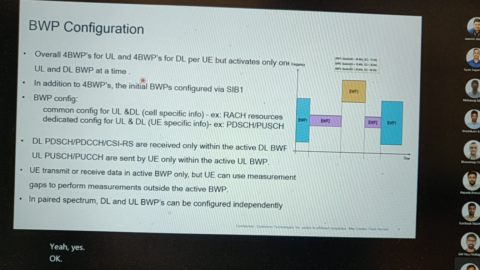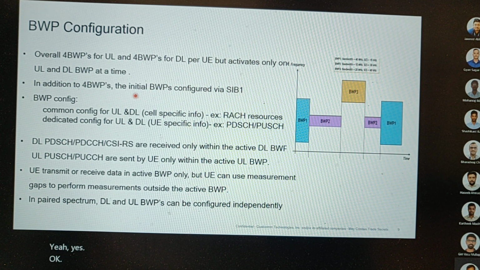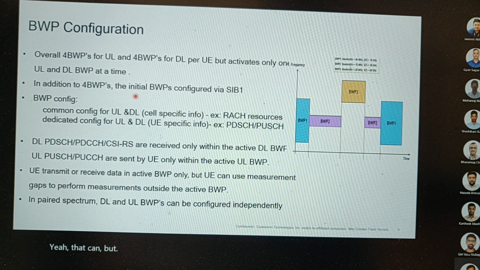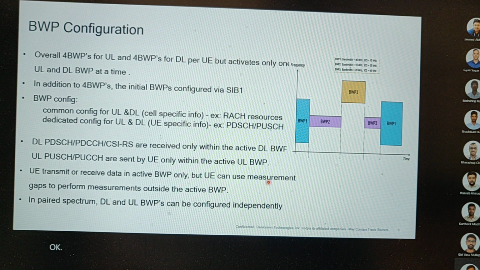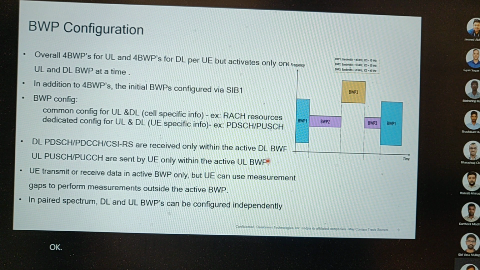Actually, even the initial bandwidth part is also considered if dedicated configuration is present in the initial bandwidth part. Common configuration and dedicated configuration are both possible with initial BWP. If dedicated configuration is present, it will be considered as one, also counted towards whatever we are reporting as 2. If it is not having dedicated configuration, then it is not considered. So basically the 2 or 4 that we are advertising is for dedicated configurations.